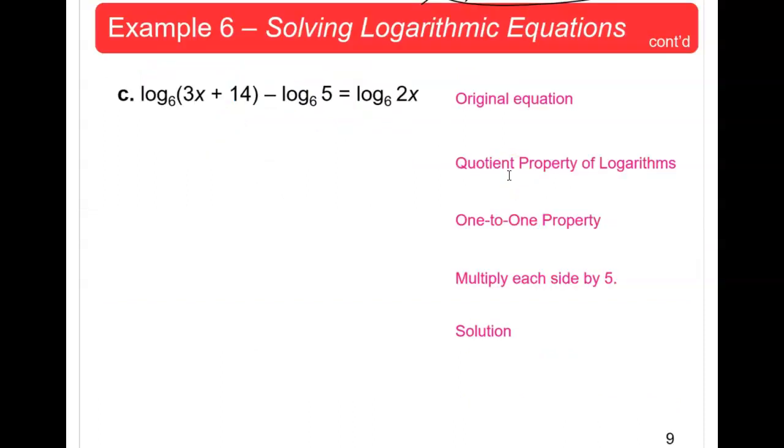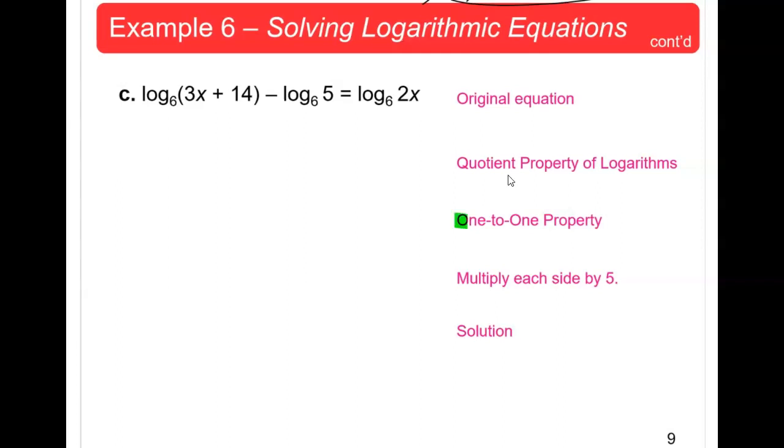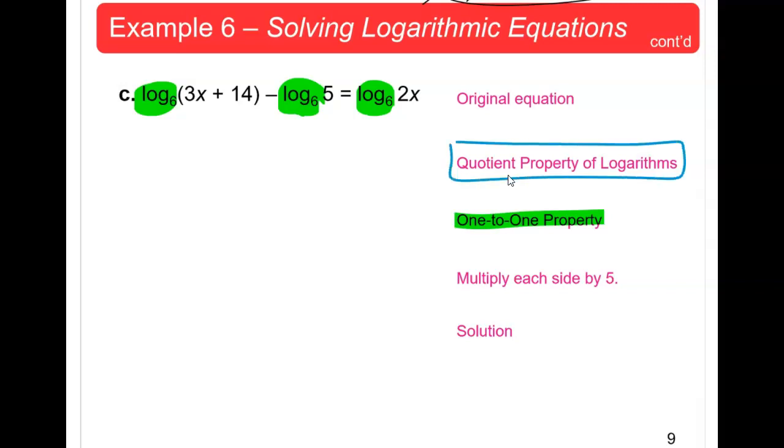For the next example, we will be using the one-to-one property. However, we cannot use it yet because we have 1 log base 6 here, but here we have 2. So what we're going to have to do first is use the quotient property of logarithms from section 3.3 so that we can condense those 2 logarithms into 1.